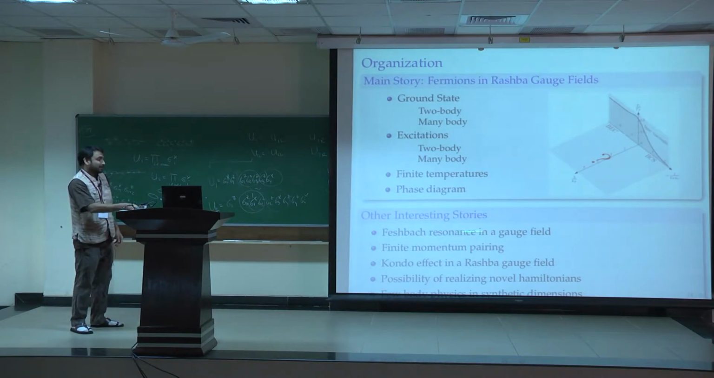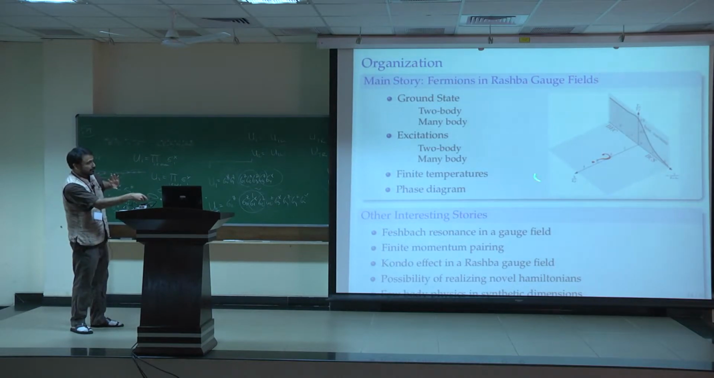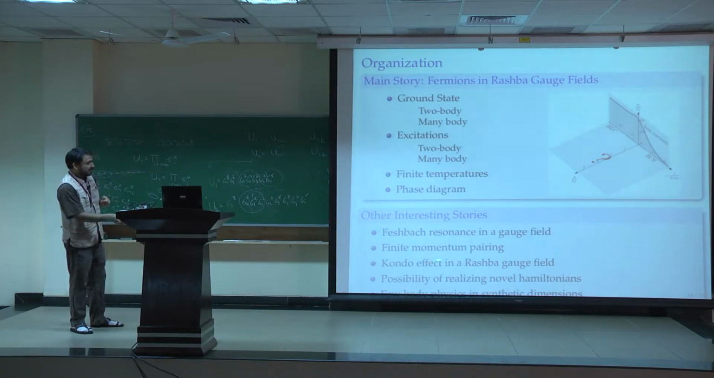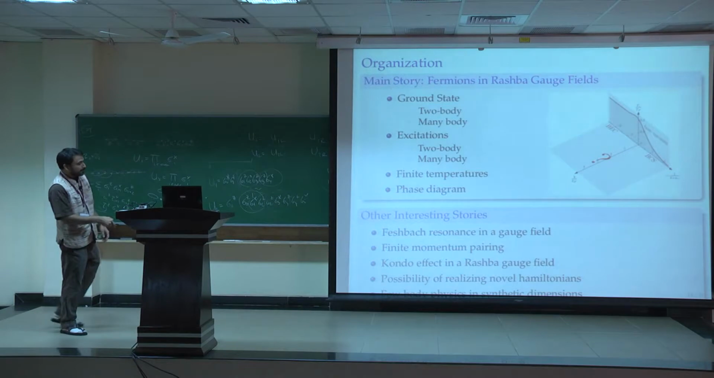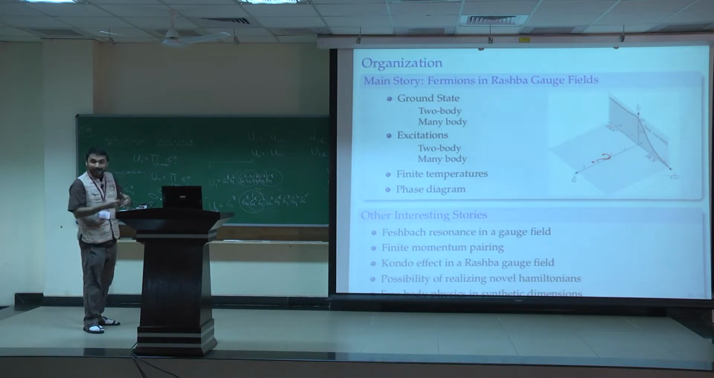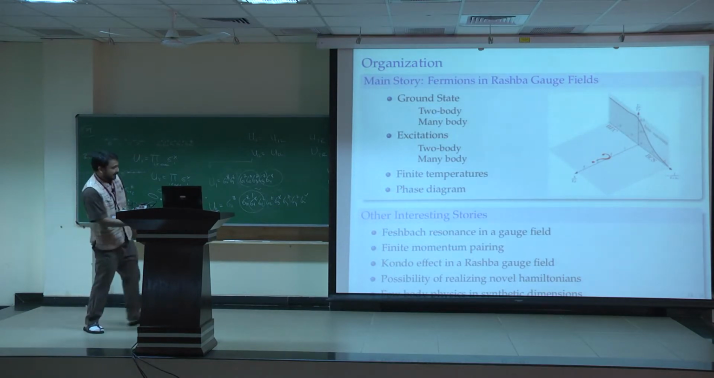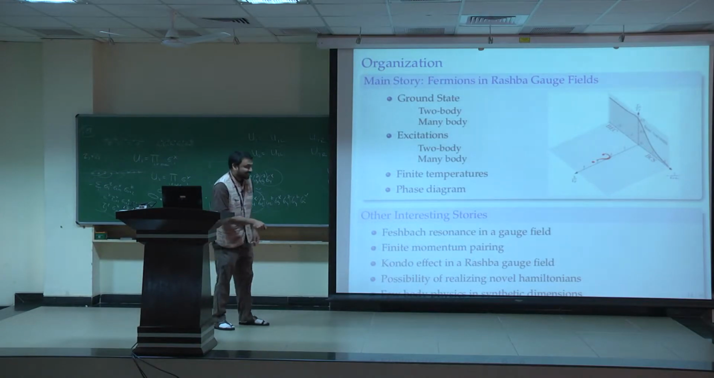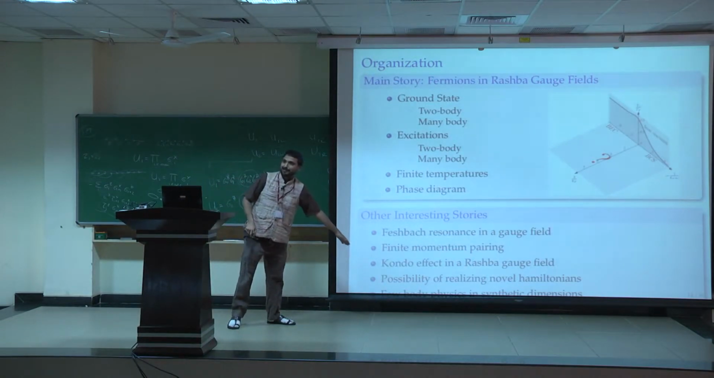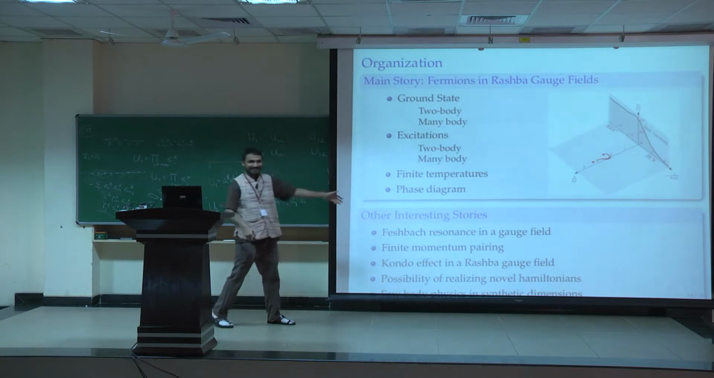So I will discuss Feshbach resonance in a gauge field, and this is again related to what Rajdeep had introduced. And the reason for this is I would like to know under what conditions the phases that I get here will be realized. Then I may skip this. I will discuss Kondo effect in these Rashba gauge fields. Quite interesting things happen there. Then I will show the possibility of realizing new kinds of Hamiltonians. And I actually need synthetic dimensions because it has gone out of the dimensions of this. So I will actually discuss synthetic dimensions as well.